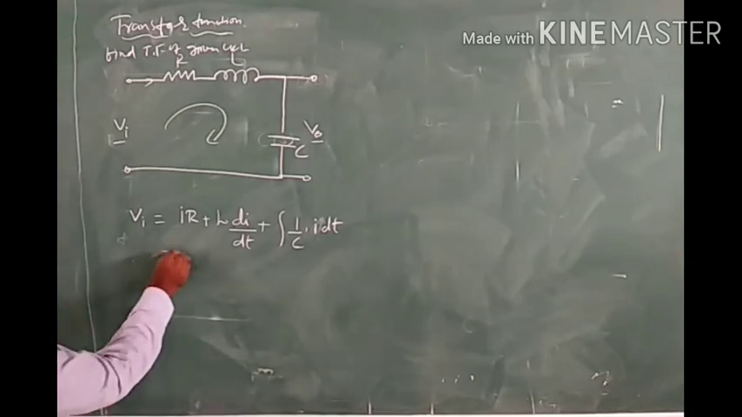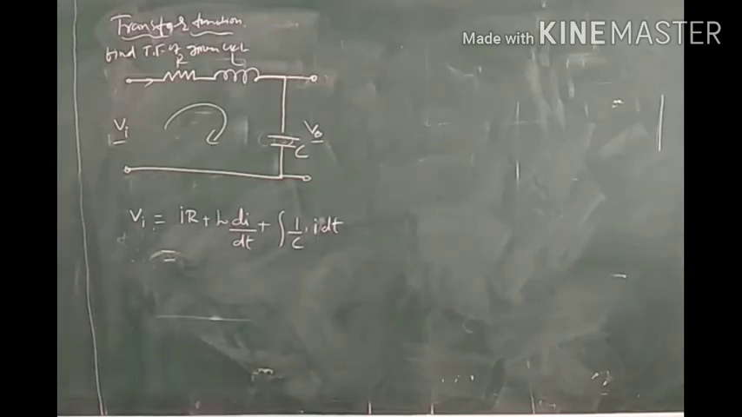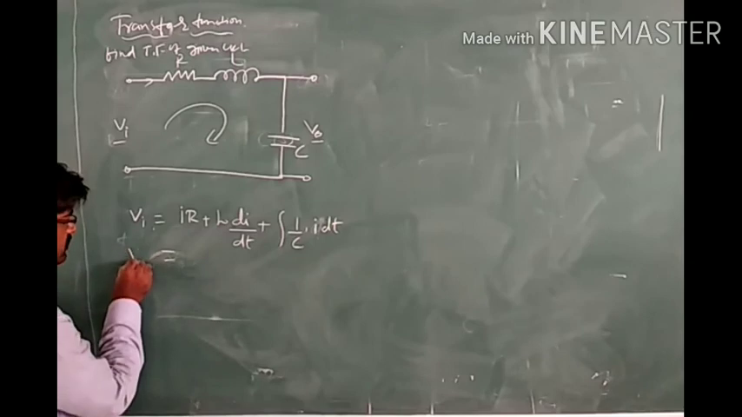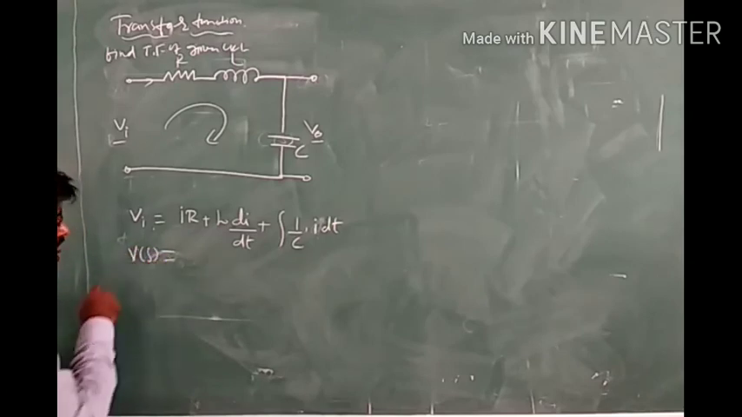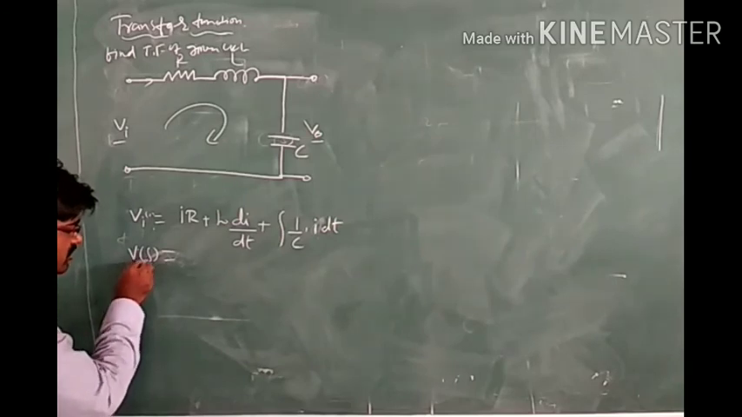Okay. Then next, this is in time domain. We have to convert the equation into frequency domain. Frequency domain means Laplace transformation. Vi of t is in time domain, therefore it is Vi of S.